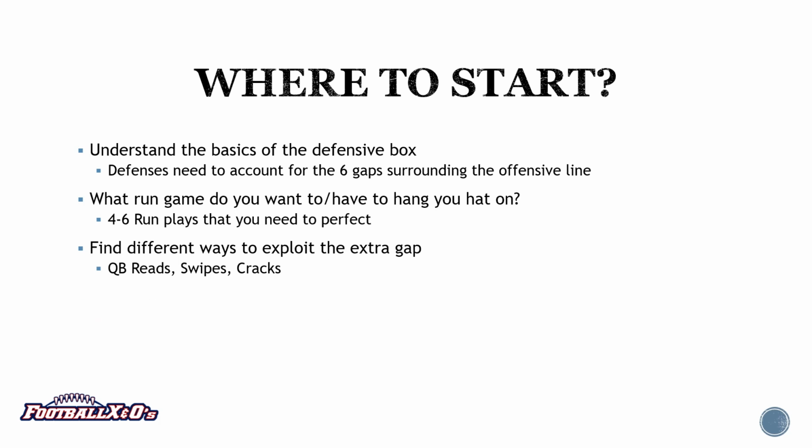So where to start? For teaching this and understanding it, as a coach, you have to understand the basics of a defensive box. The defensive box needs to account for the six gaps surrounding the offensive line. So from C to C gap, the defensive line has to have that accounted for. And if you bring more players into the box, a tight end, a sniffer, whatever you want to call it, they're going to have to account for more gaps. And no matter what, they have to account for them if they want to be sound in the run game.